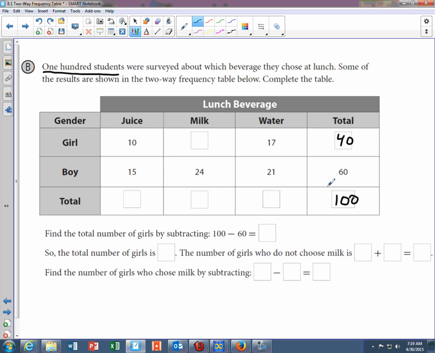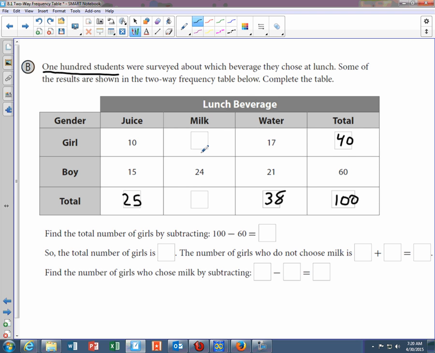Okay. What else can I do? Well, look at this. 17 plus 21 is 38. Okay, I can do that. Here's an easy one. 10 plus 15 is 25.